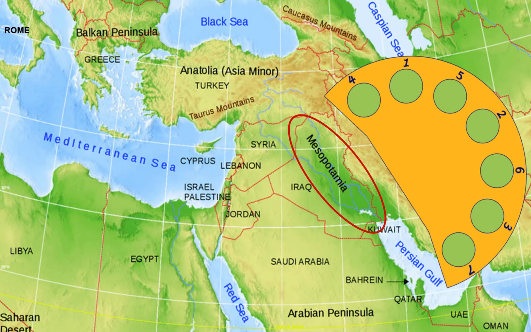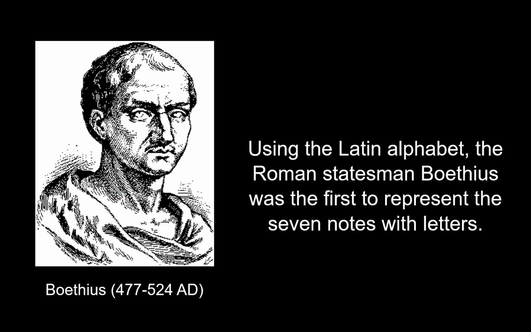During the 1st millennium BC, the Mesopotamian 7-note scale made its way to Greece, and later it was adopted by the Romans. By the 6th century AD, the Roman statesman Boethius was representing the 7 notes of the scale with letters from the Latin alphabet. Today, we continue this tradition, naming the white notes of the keyboard with 7 letters.